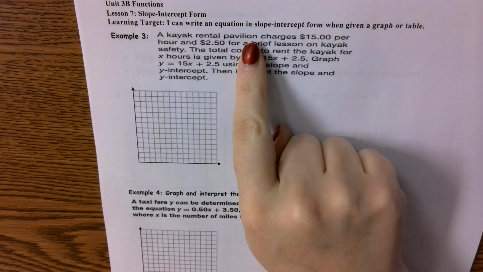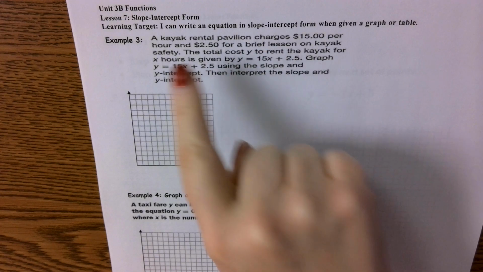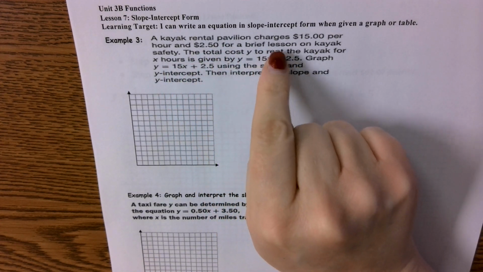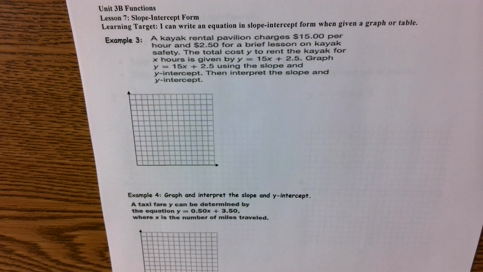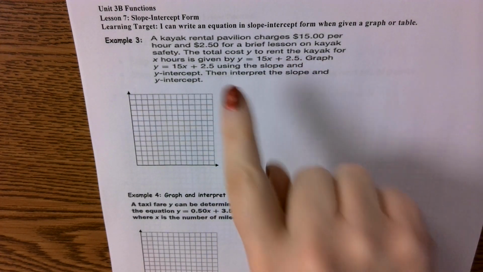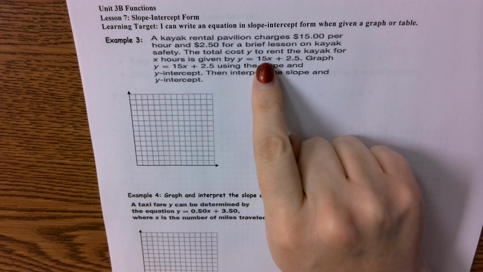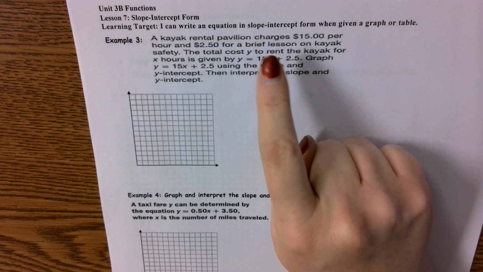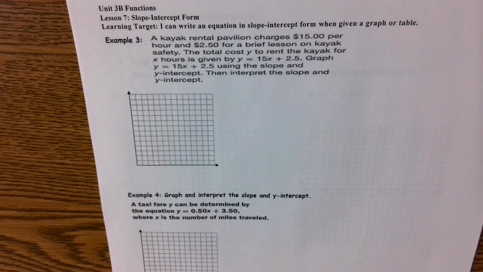So we have a kayak rental pavilion that charges $15 per hour and a $2.50 fee for a brief lesson on kayak safety. So the total cost to rent the kayak is going to be by this equation: y is equal to 15x plus 2.5. Remember, that $2.50 only happens once. You have to do the safety lesson one time, and then you're free to go.